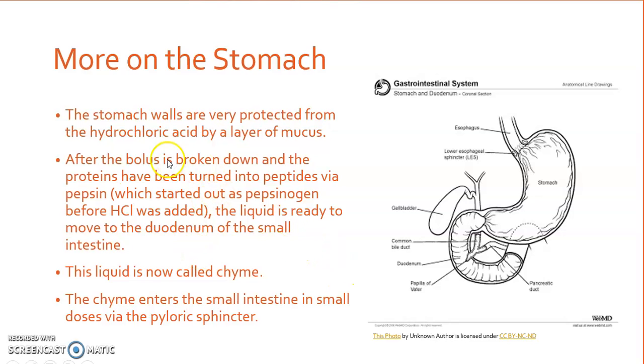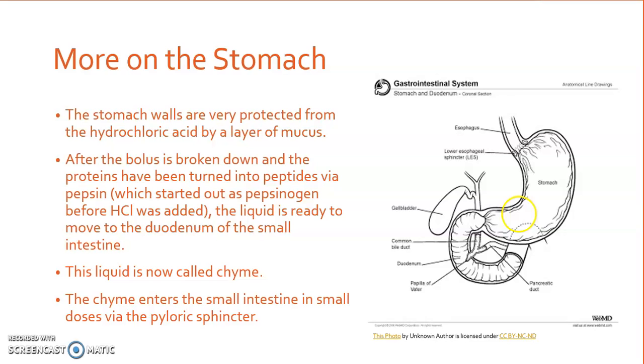So just a summary here. After the bolus is broken down and the proteins have been turned into peptides via pepsin, which started out as pepsinogen before HCl was added. In the stomach, there is pepsinogen floating around. Gastric juices are added, which contain hydrochloric acid. That pepsinogen transforms into pepsin, which breaks down protein into peptides. All those P-sounding words, pepsin, pepsinogen, peptides, proteins, all go together, so that can help you remember it as well.